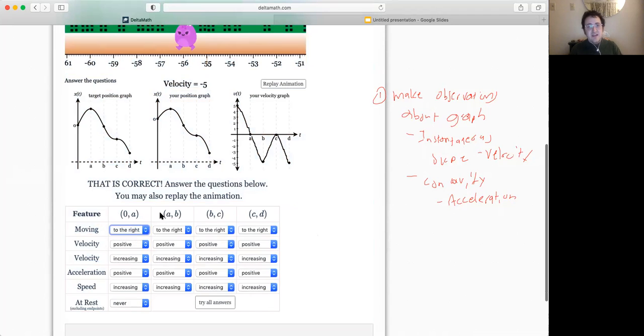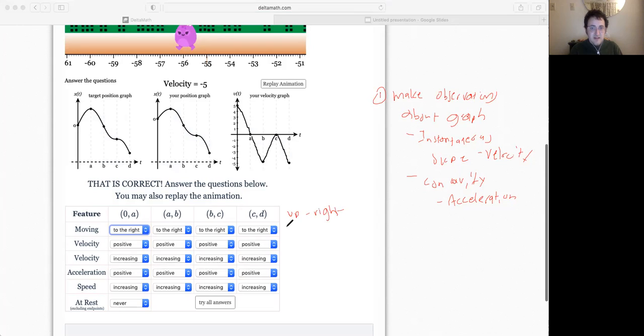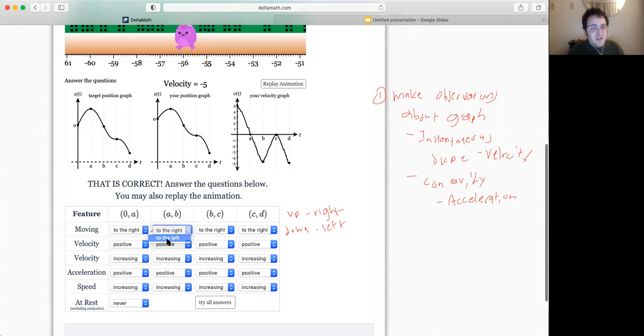So obviously, moving up is to the right, and down is to the left. Let's actually fill that in. From 0 to A, we're going to the right. Then from A to B, we're moving to the left. From B to C, we're moving to the left. And from C to D, we are also moving to the left. So that gives us the direction of moving.